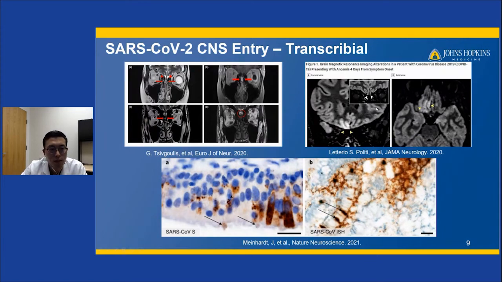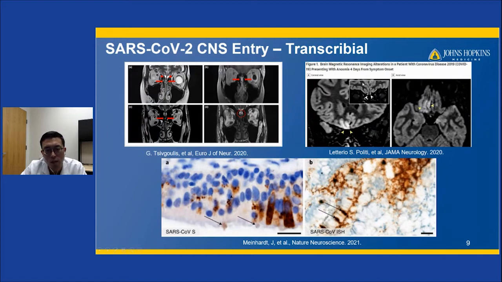If you look at some MRI data, you can see in the first schematic MRI of patients with olfactory dysfunction and anosmia and COVID-19 infection. You can see a corona brain MRI with T2 imaging here, showing the thickening and edema of olfactory mucosa and visual atrophy of the olfactory bulb in this patient. So there's MRI evidence of olfactory changes after COVID-19 infection.